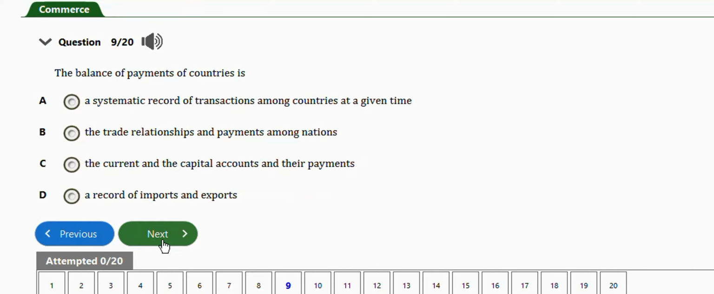Next question, this one, it says the balance of payment of countries is. So the right answer is option A, a systematic record of transactions among countries at a given time. So that's the right answer. The trade relationship and payments among nations, no. The current and the capital accounts and the payment, no. The record of imports and exports, no. The right answer is option A.